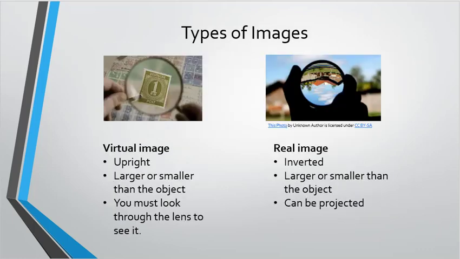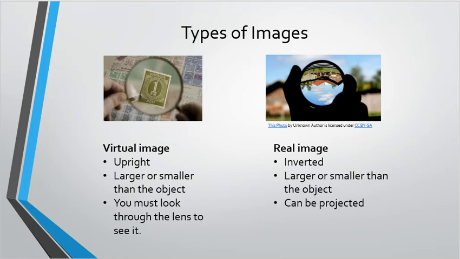And this creates two types of images. One is a virtual image and one is a real image. And the virtual image is an upright image. It's either larger or smaller than the actual object. And you actually have to look through the lens to see it. So it's like how a magnifying glass would work. You can't really see the image of something that you're trying to magnify unless you see it through the lens.